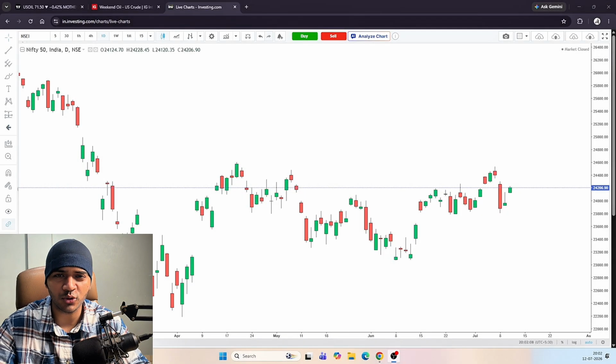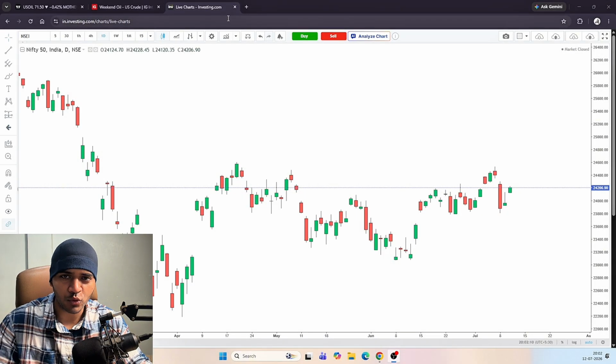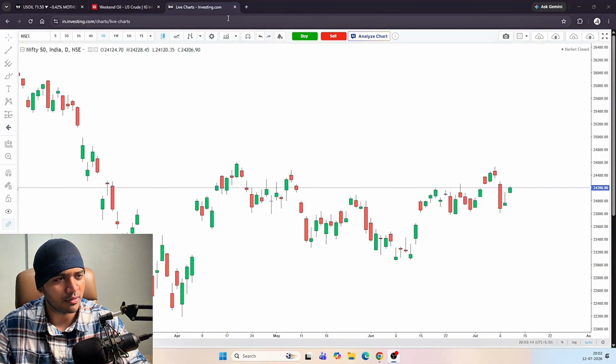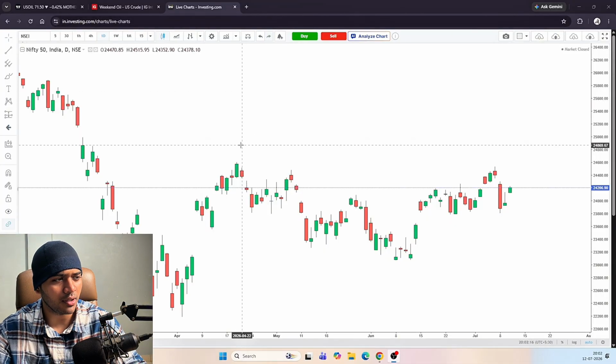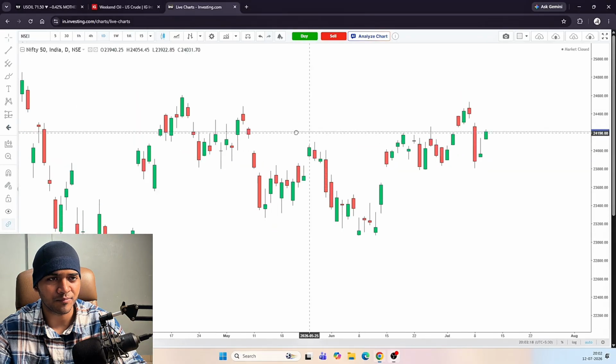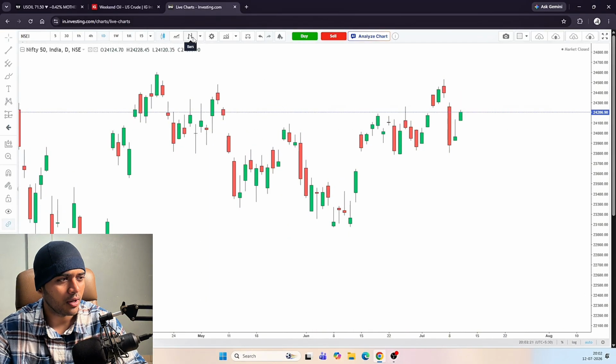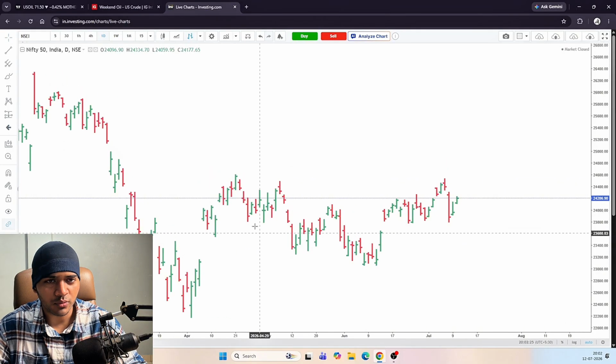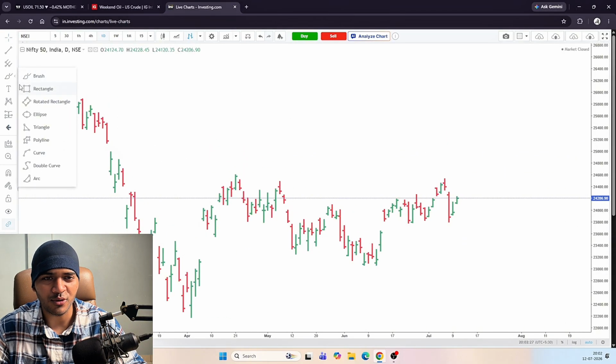Back to the channel. So today we are going to analyze most of the asset classes related to Indian markets. So let's go ahead with Nifty 50. Right now I have this chart. Let me switch to this bar chart, and then I'd like to explain what I really feel looking at this chart.